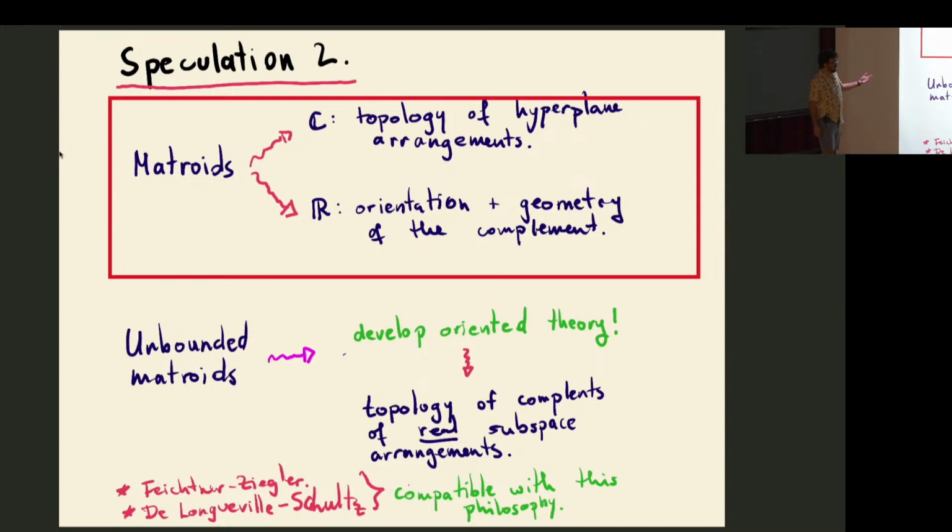And the issue is that we don't have nice presentations or nice rings because it seems that polymatroids do not have enough cryptomorphisms. We don't have enough language to talk about them. And so the point that I want to make is that maybe by studying some of these new cryptomorphisms, one can develop the theory of orientations in a combinatorial way to actually be able to present many of these old theorems in cohomology, like Björner-Ziegler and de Longueville-Schultz, which are compatible with this unbounded matroid philosophy.